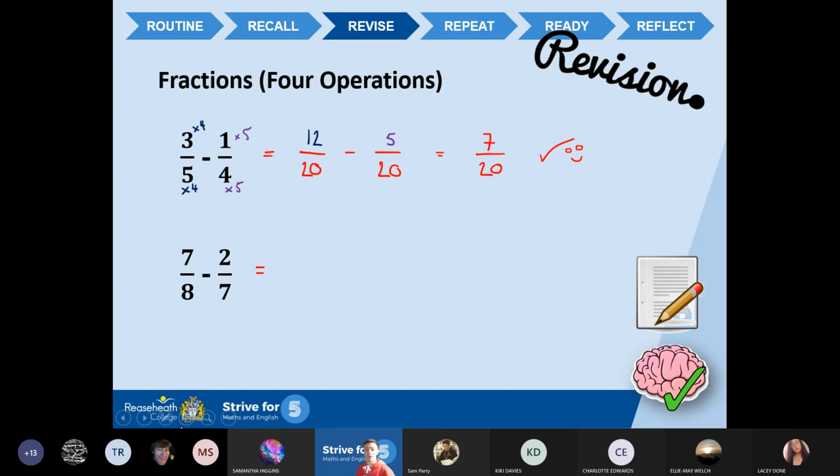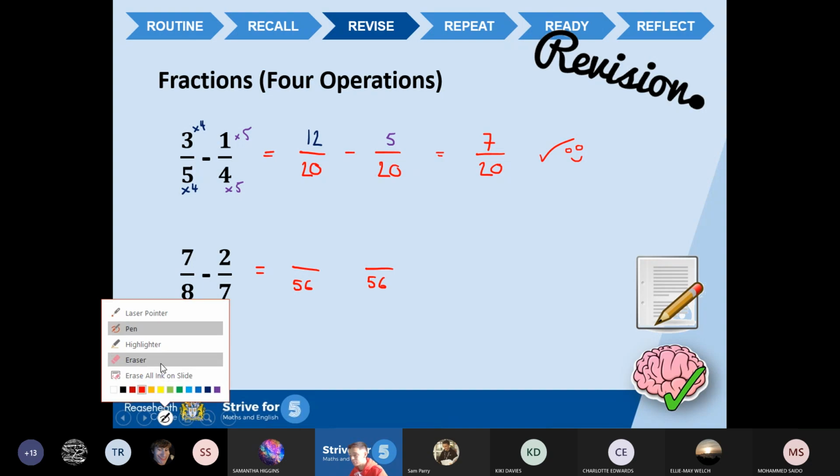Right, let me do one more example, and then we're going to move on to multiplying and dividing, which are actually the nicest ones, okay? So once again, these bottom numbers are different. If they're different, we need to make them the same, okay? So I draw two new fraction lines. 8 times 7 is 56, okay? So both of these new fractions are going to be out of 56.